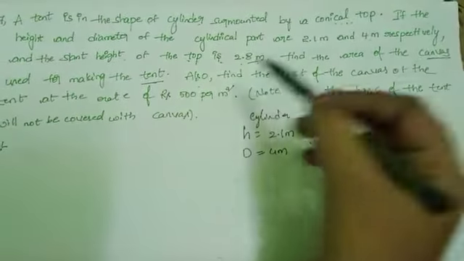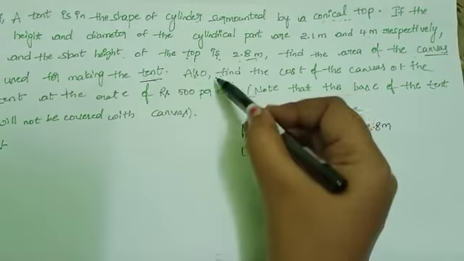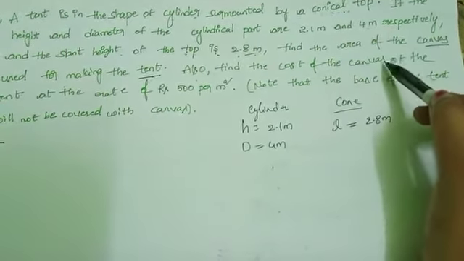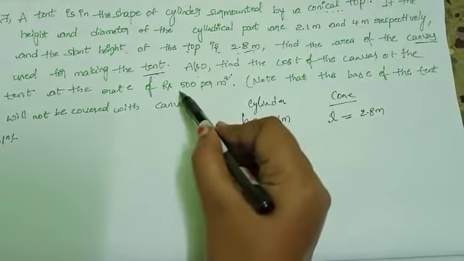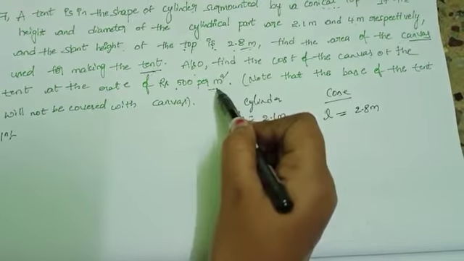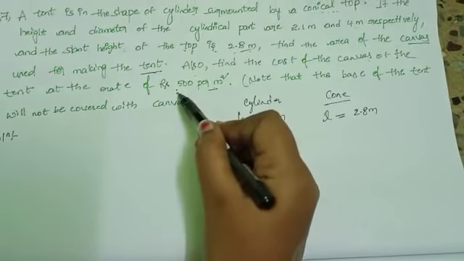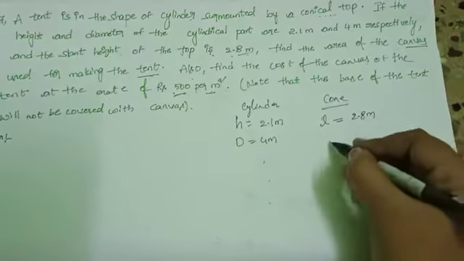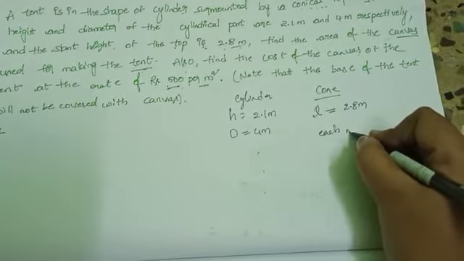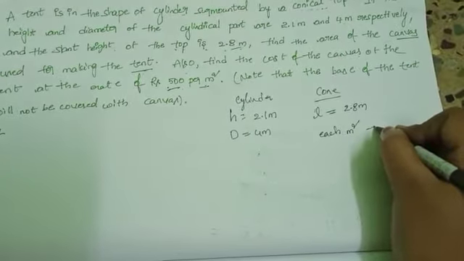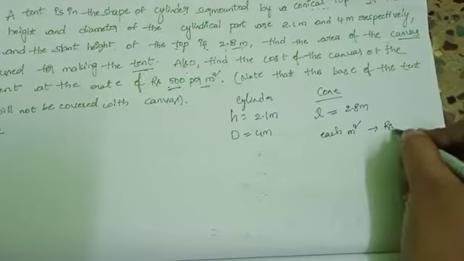Here we are using some cloth for making the tent. Also find the cost of the canvas of the tent at the rate of 500 rupees per meter square. Okay, each meter square, 500 rupees.